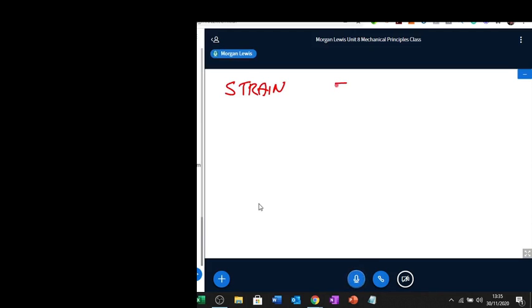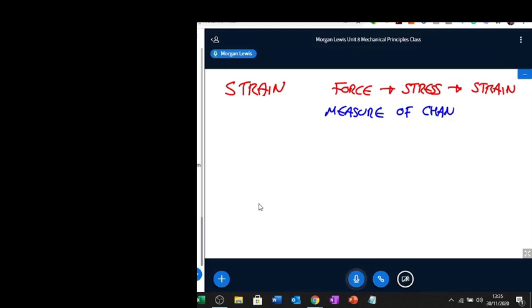So a force will give you a stress, and a stress will give you a strain. You're straining, like when you're lifting weight or something, you do strain, right? So strain really is a measure of change in length, which we can call delta L or X.